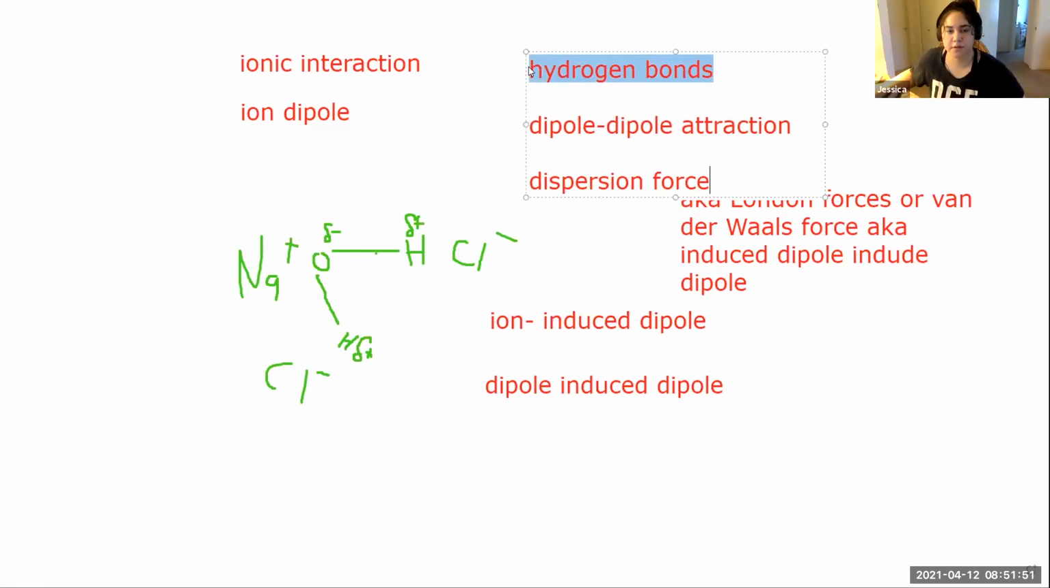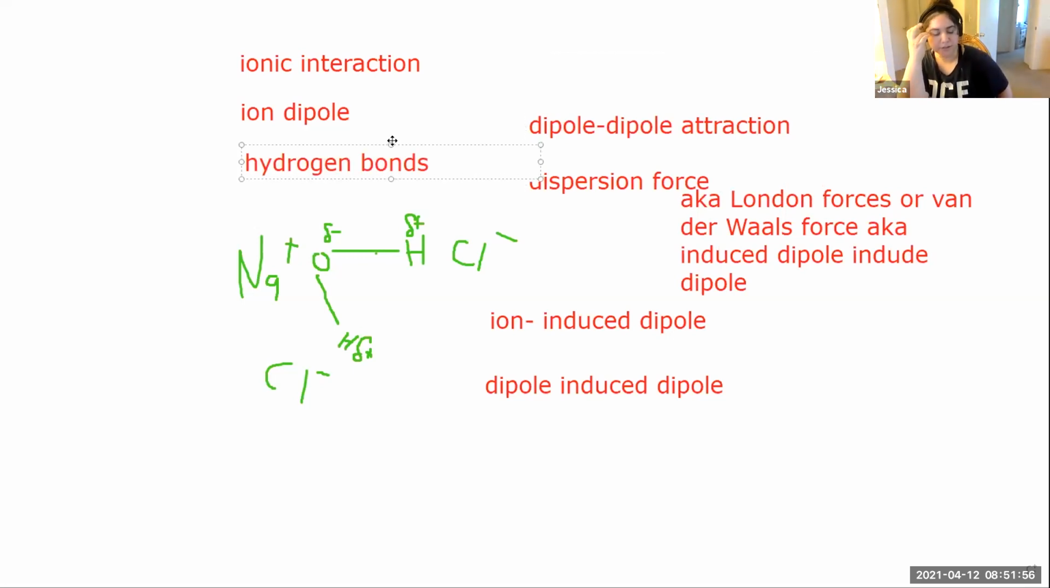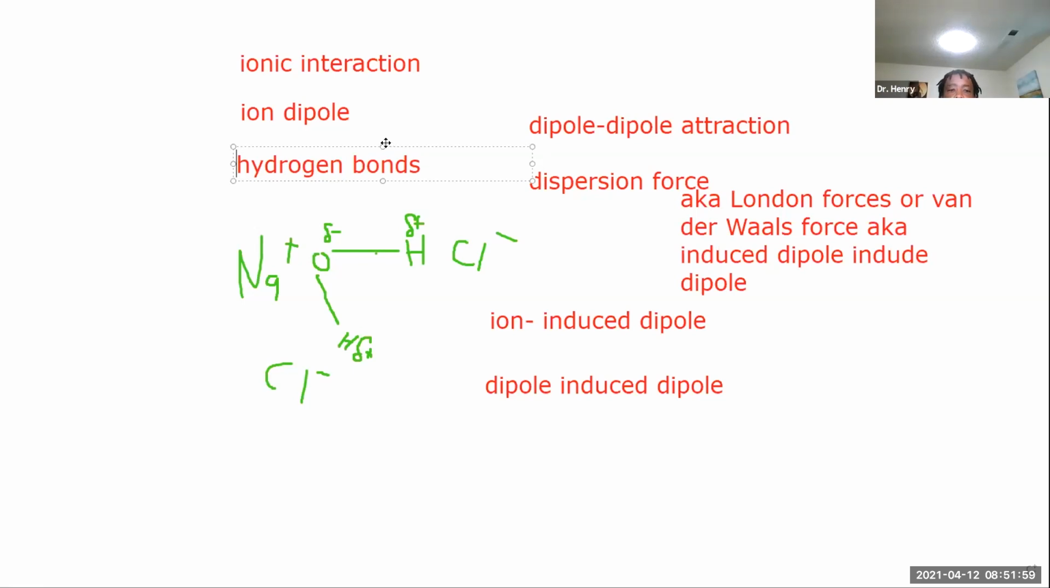Dr. Henry, I have a question. For ionic interaction and ion-dipole, they're two different things. Yes. Ionic interaction is a positive and a negative interacting with each other, right? An ionic bond. An ion-dipole is an ion and a dipole, where things are completely separate. Here these guys are completely ionic, like sodium chloride. It's an ionic bond, but if you think about it, it's two different compounds, right?